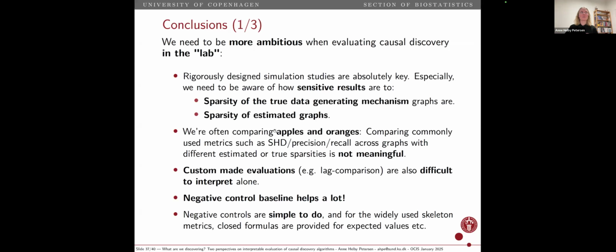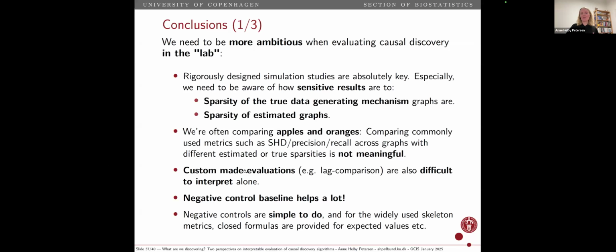I think we should also be cautious about how we're comparing different algorithms that have been evaluated in their own separate simulation studies, because we're really often comparing apples and oranges. If the simulation studies did not have the same estimated and true sparsities, then the comparison is really not that meaningful, because some of them are hard causal discovery questions, and some of them are easy ones. So it's difficult to compare them.